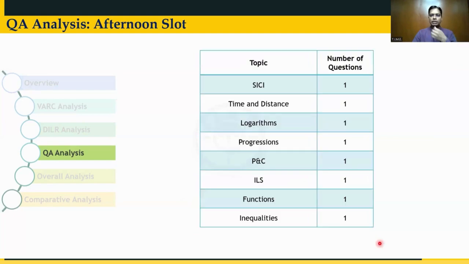And as you can see, several topics were covered. I mean, there was a good variation in terms of the topics. One question on each of these: time and distance, logarithms, progressions, permutations and combinations too. Indices, logs, inside surds, functions, inequalities. So this is the kind of mix of questions that came.